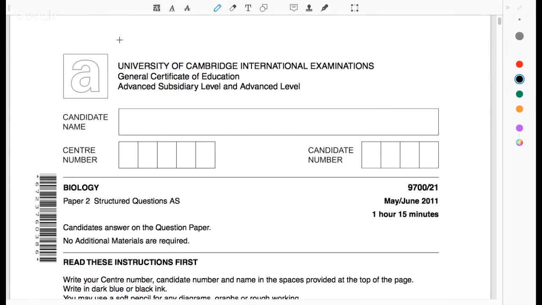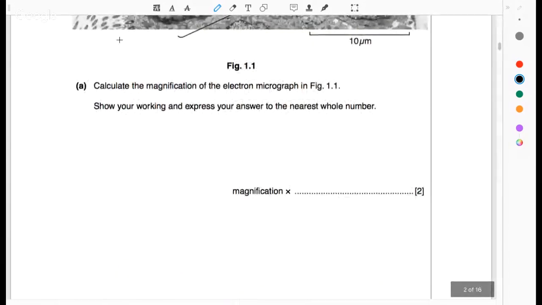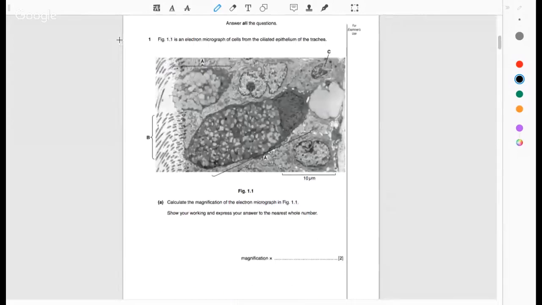Let's start with this 2011 paper. Okay, what are we looking at here? We are looking at the ciliated epithelium of the trachea. Good, so what can you see? I can see the cilia present, B.